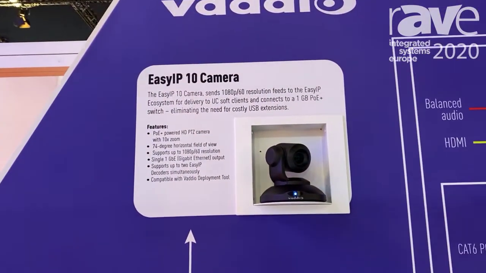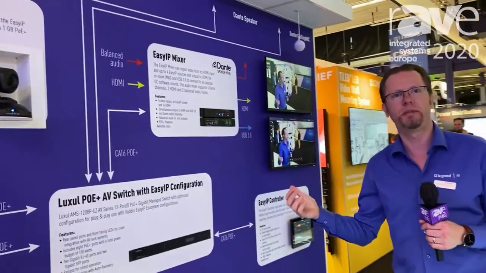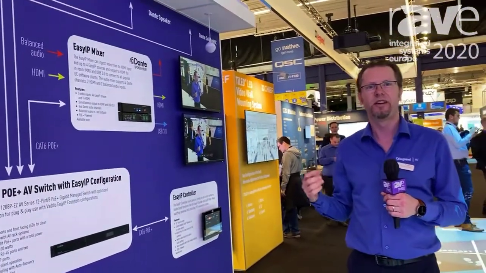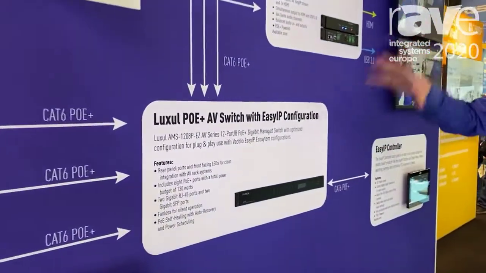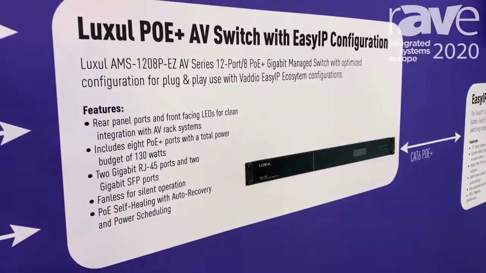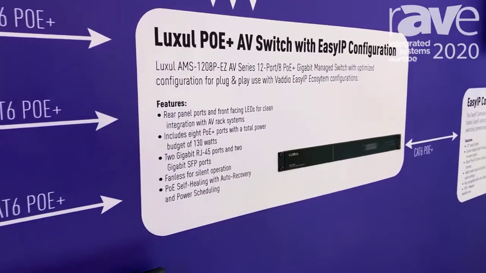So this camera is a 10x optical zoom camera that will produce a 1080p 60 frames per second IP stream, which will stream into a PoE switch. So everything on this wall is PoE powered. We'll be shipping this Luxul switch as a pre-configured switch to build your own ecosystem.